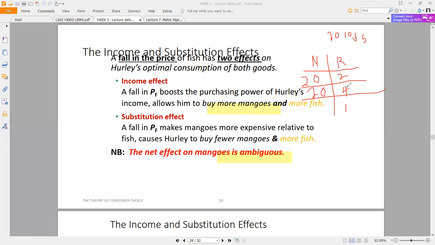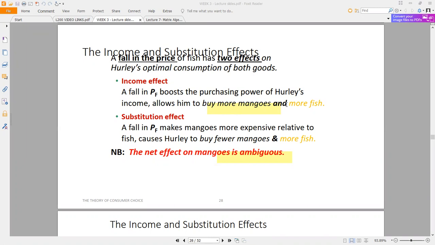So let's stick to this example. With this example, there was a fall in the price of fish from $4 to I think one or two. Because of the fall in the price of fish, there is an increase in the purchasing power of this individual. That is the income effect. So given that mangoes and fish are both normal goods, because of the increase in purchasing power, you buy more of both goods.